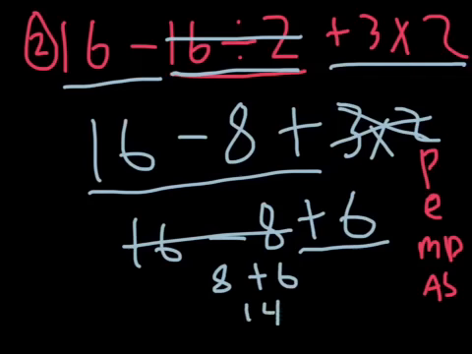Now, hopefully that went okay for you, and if it didn't, take a look. You most likely maybe forgot to bring down some of your signs as you went, or maybe you made a simple computation error when you did some of your mental math. So try to figure that out, and we'll move on to the next one.